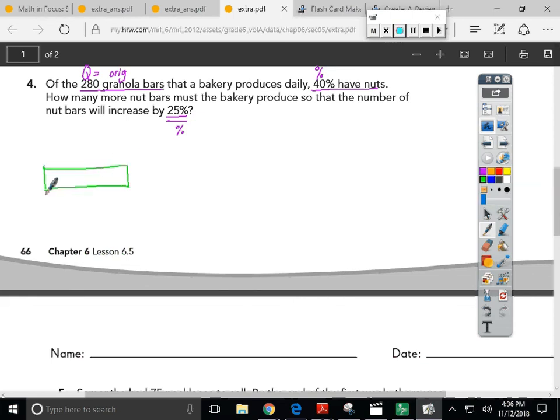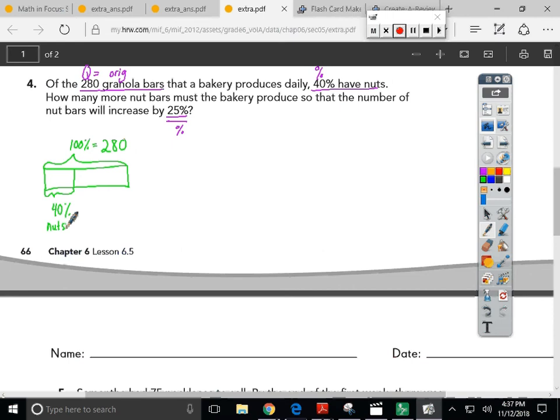What could we say the whole bar always represents? 100%. And in this case, the 100% is the same as the original or the total. Well, it's the same as the 280 granola bars, isn't it? This 40% I can deal with because it says 40% of those total have nuts. So I'm going to look at this bar and I know 40% is a little less than half, maybe right about here, and I'm going to label this 40%. Oops, I wrote 4% by accident, sorry. We can fix that. Good thing you're working in pencil at home. 40% represents those with nuts, okay?